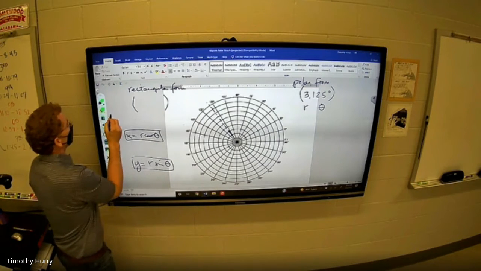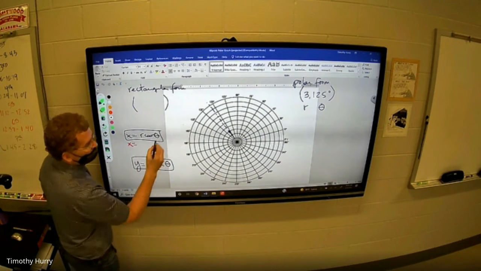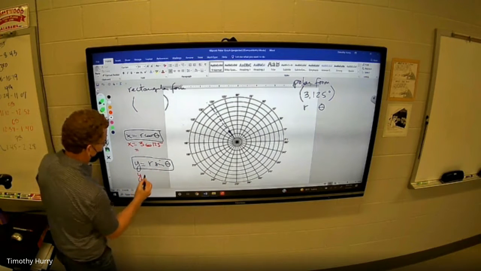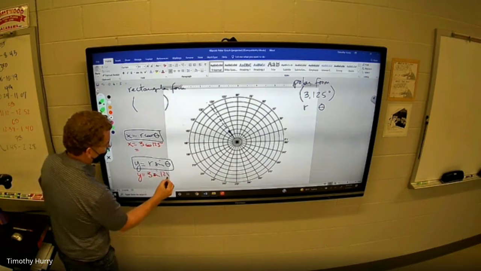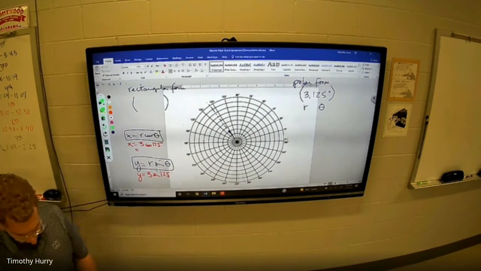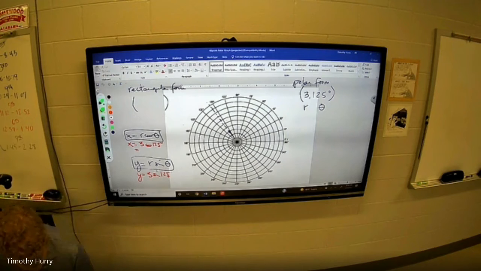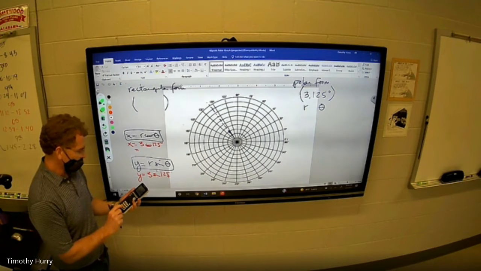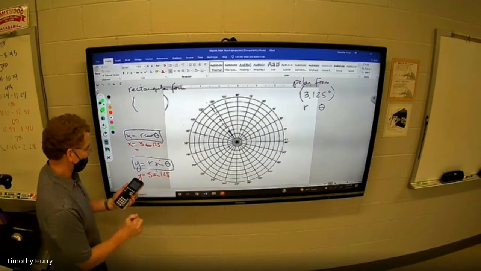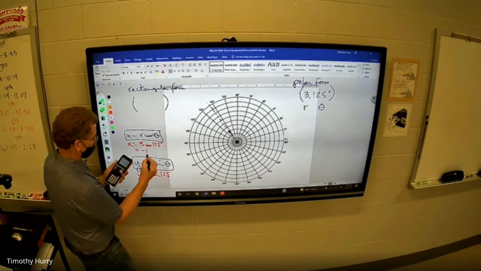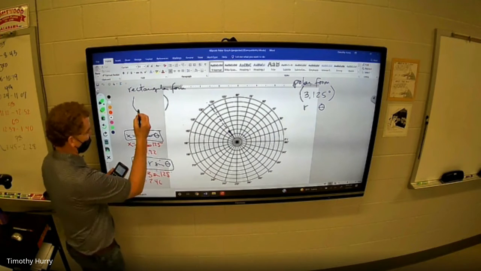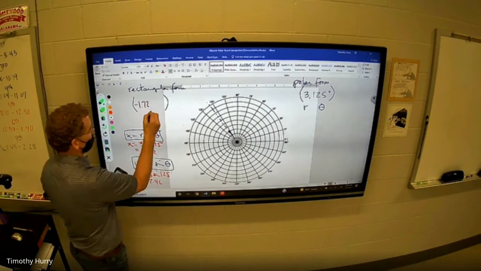Right here, all I got to do is say X is the R value 3 times the cosine of 125, and Y is the R value times the sine of 125. And typing those in my calculator, yes, I'm going to get a decimal. But I get what? 3 cosine 125, 3 sine 125. So I'm just going to round: negative 1.72, positive 2.46 if I'm rounding.